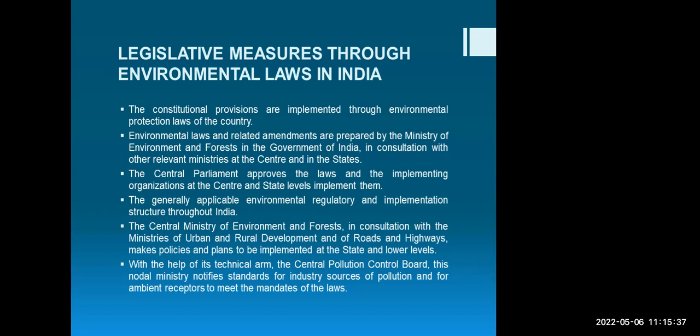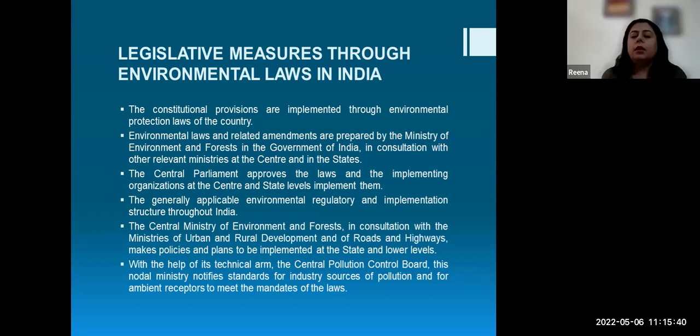Okay, so the central parliament approves the laws and the implementing organizations are at the center and state level. At center level you have the Central Pollution Control Board, at state level you have the State Pollution Control Board and state level impact assessment authorities. So the generally applicable environmental regulatory and implementation structure is the same throughout India, and certain state level updations and improvements can be made at the state level itself.